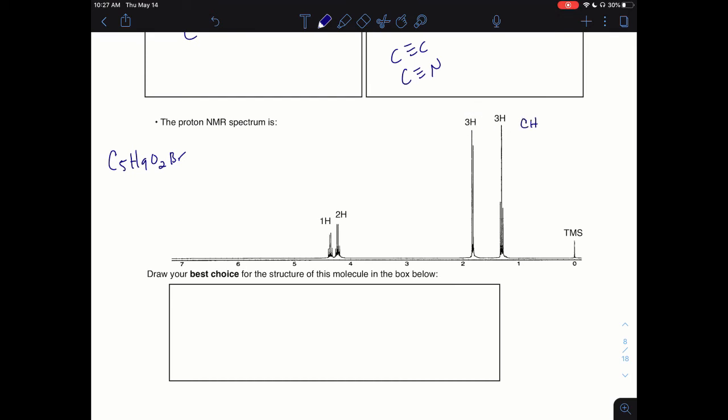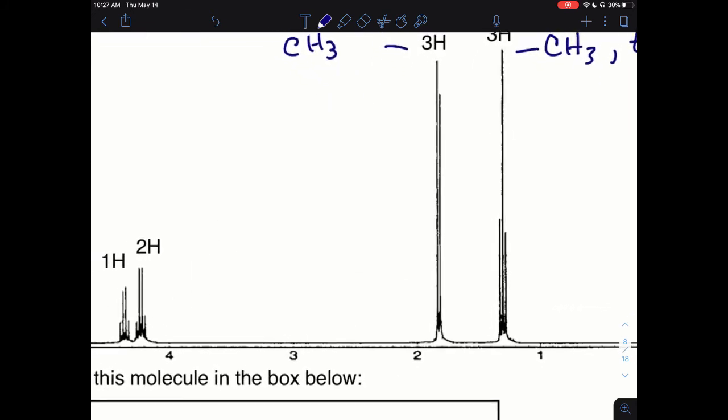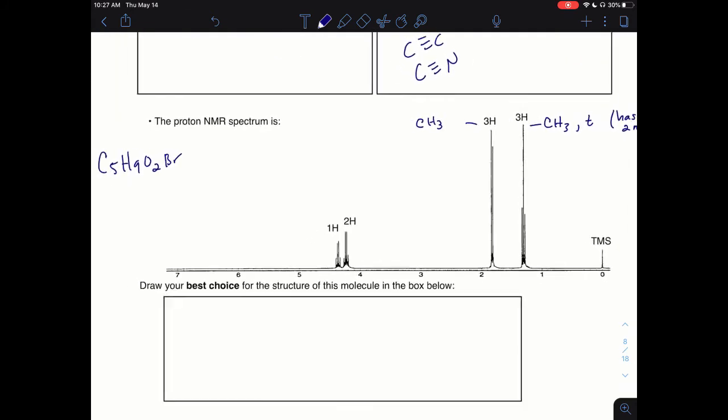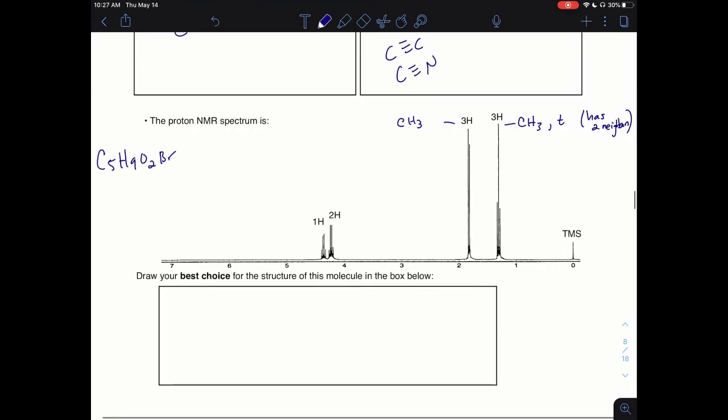Okay, so we have a methyl. This is a triplet, and so that means it has 2 neighbors, two equivalent hydrogens on the neighboring carbon. This CH3 group is a doublet. Its signal is a doublet. So that means it has one neighbor, one neighboring hydrogen on the adjacent carbon.